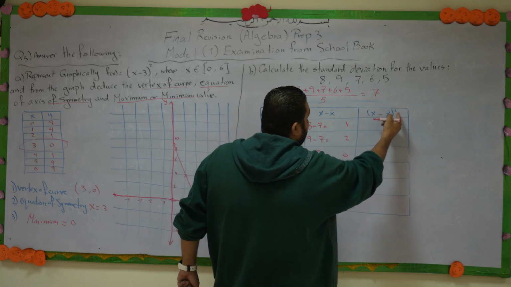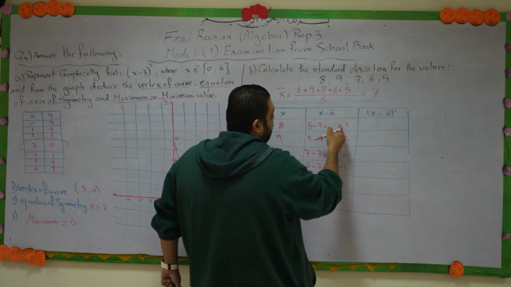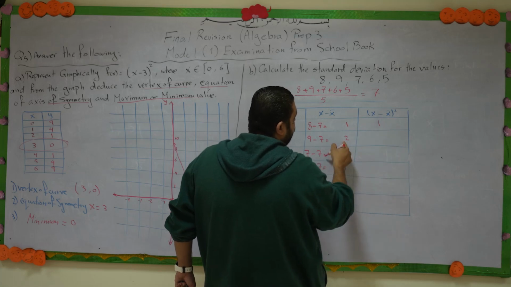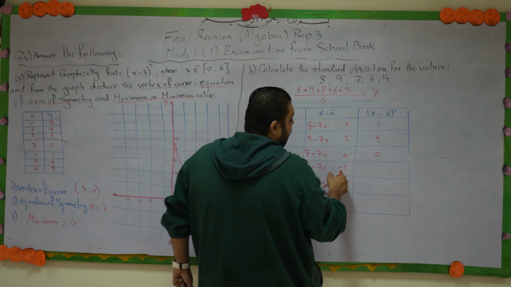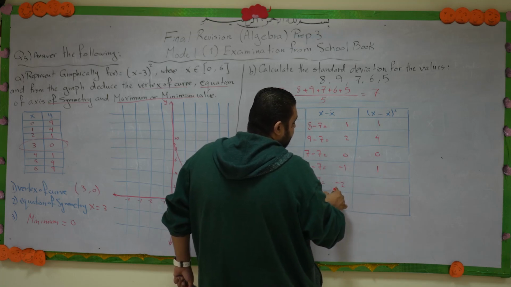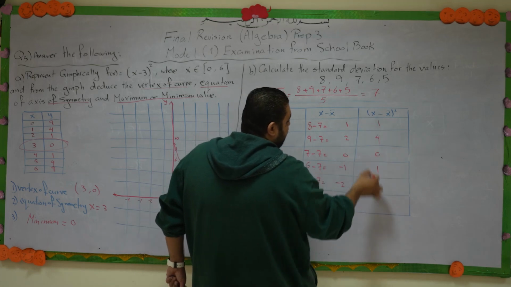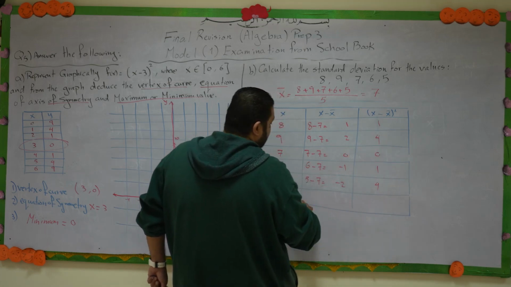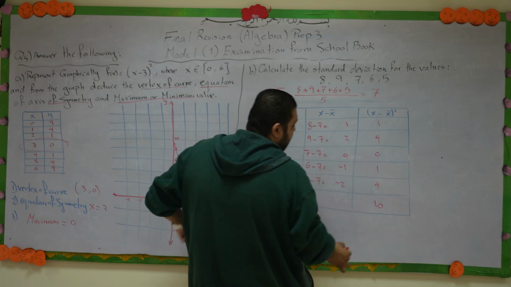(X minus x bar)^2 means I will square the answers of x minus x bar. 1 to the power 2, 1. 2 to the power 2, 4. 0 to the power 2, 0. Negative 1 to the power 2, 1. Negative 2 to the power 2, 4. Now we'll sum the values of the last column, the total. 1 plus 4 plus 0 plus 1 plus 4 will equal 10.